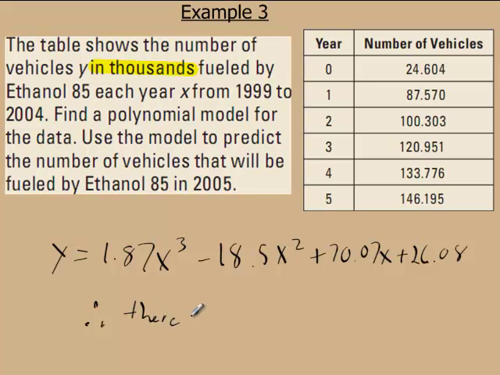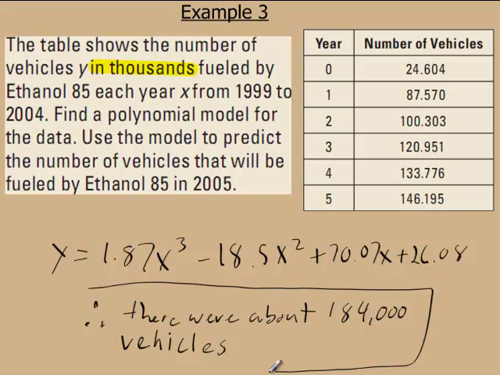So therefore there were about, now remember that's in thousands, so I would write that as 184.01 thousand, so 184,000 vehicles. And that would be my solution.